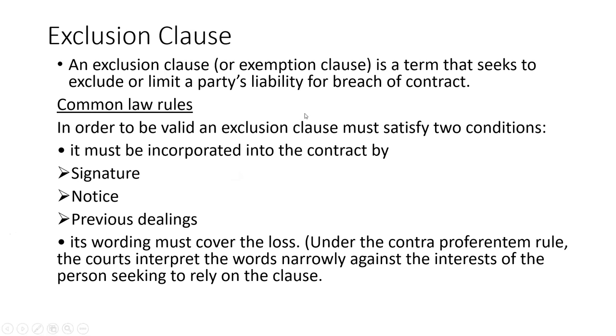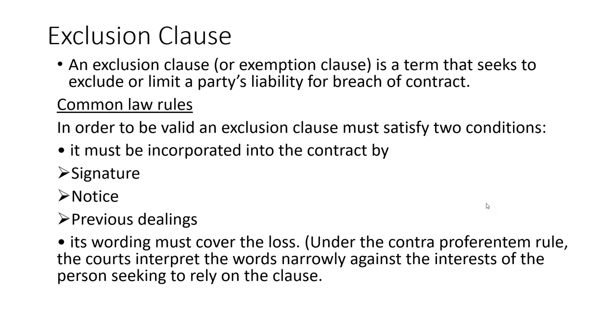So for an exclusion clause to be valid, it has to follow two rules. First, we will study common law rules, then we will study statutory rules. Talking about the common law rules, in order to be valid, an exclusion clause must satisfy two conditions. It must be incorporated into the contract by signature, notice, or previous dealings. First, for an exclusion clause to be valid, it must be incorporated into a contract.